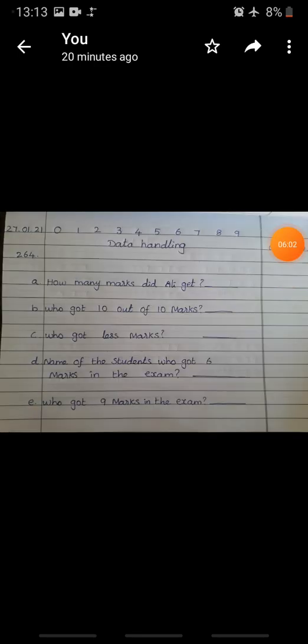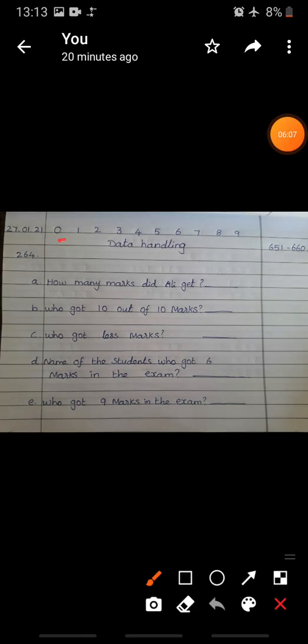Now I give the questions. We can see the questions now. See here children, take your note, take first page and write today's date and write 0 to 9 and then write topic as data handling, okay children. On the right side you have to write number 651 to 660, right. And then write question number as 264. It is very important children. Write question number as 264 and then you have to write the questions as A, B, C, D, E, okay children.